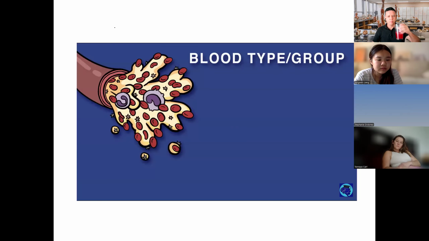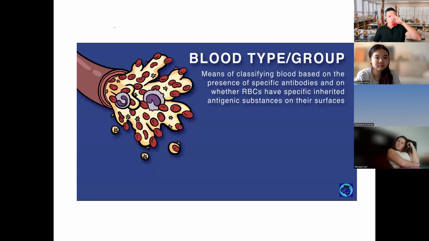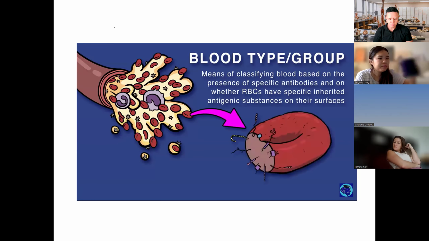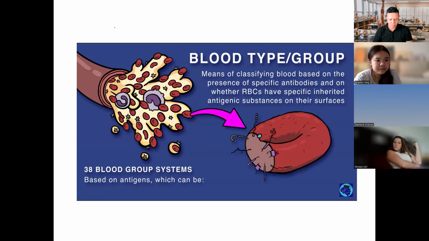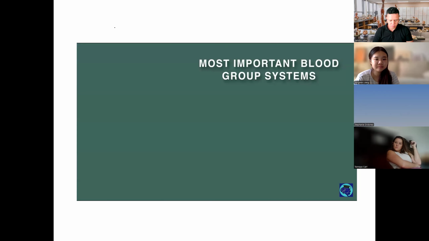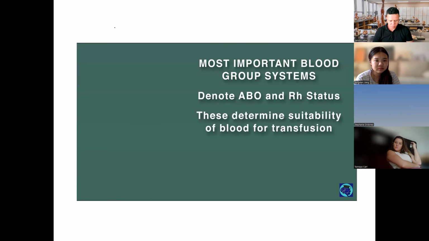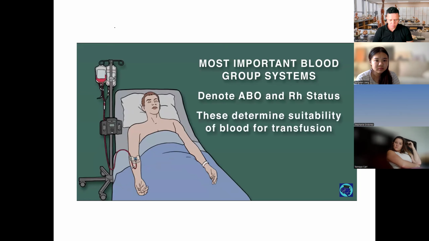A blood type or blood group is a means of classifying blood based on the presence of specific antibodies and on whether red blood cells have specific inherited antigenic substances on their surfaces. There are 38 of these blood group systems based on various antigens. These antigens can be proteins, carbohydrates, glycoproteins, or glycolipids. The most important blood group systems are those that denote ABO and Rh status, since these determine suitability of blood for transfusion. We will be discussing them in this video.